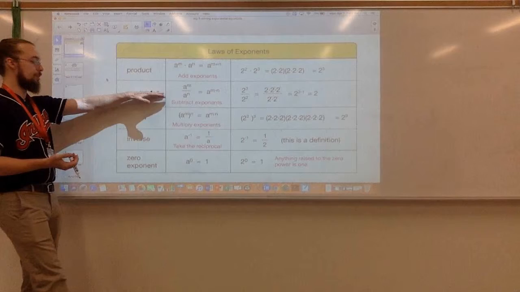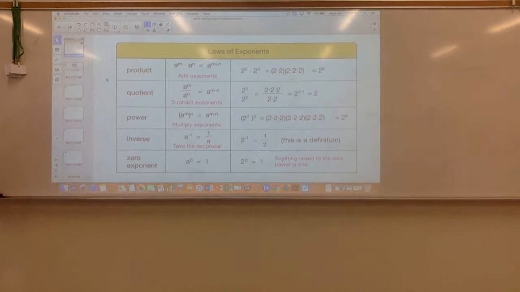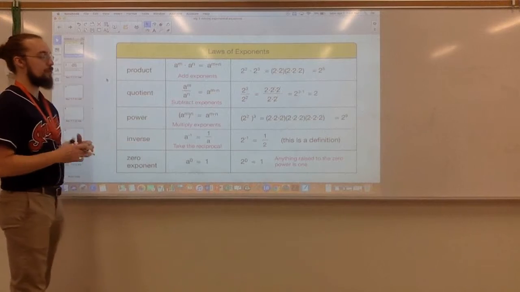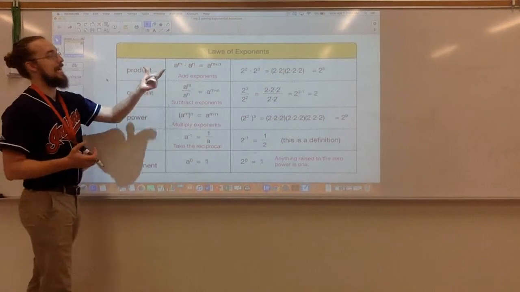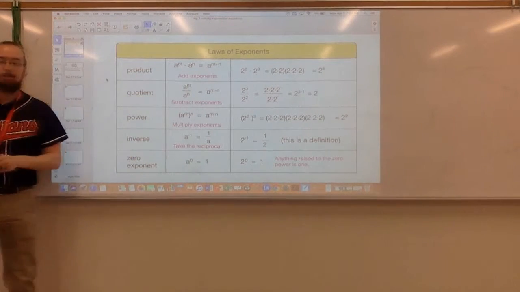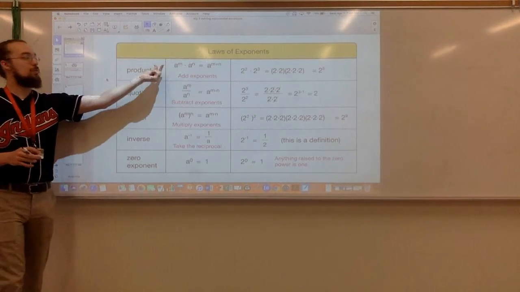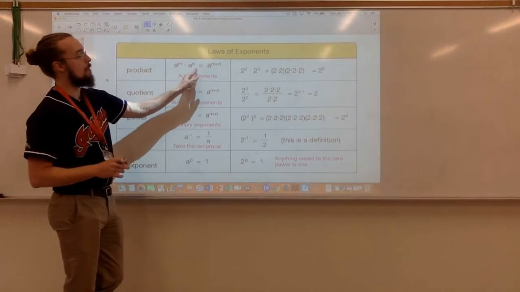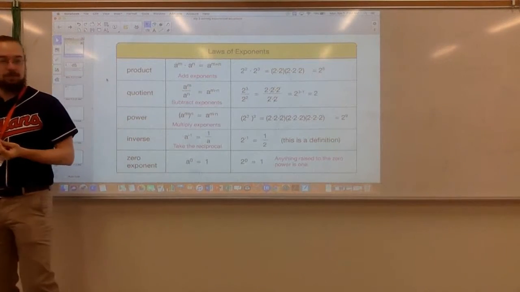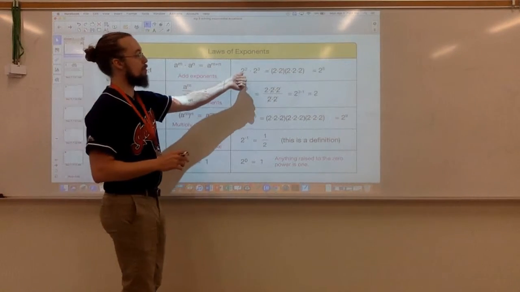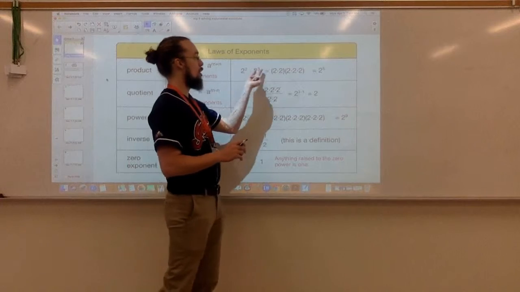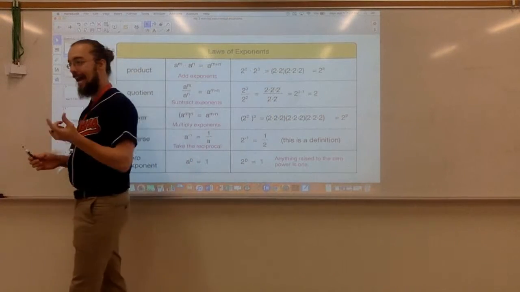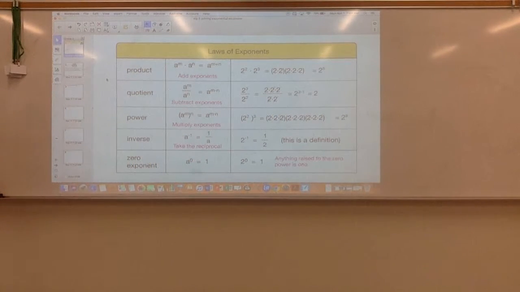To do that, first, we need to quickly review these laws of exponents that we've already talked about. It's been a while, but we did a whole lesson on these laws of exponents, and we practiced these. So the first law is the product property. If I'm multiplying two terms together that have the same base, I would add the exponents together. So for example, 2 squared times 2 cubed would be the same as 2 to the 5th. I would add 2 plus 3 and get to the 5th power.